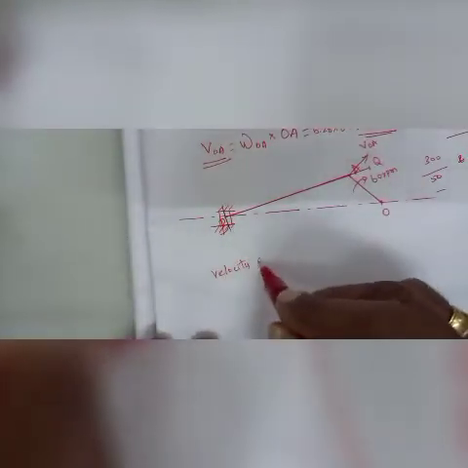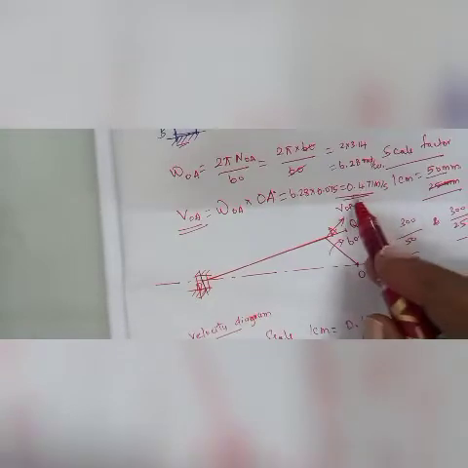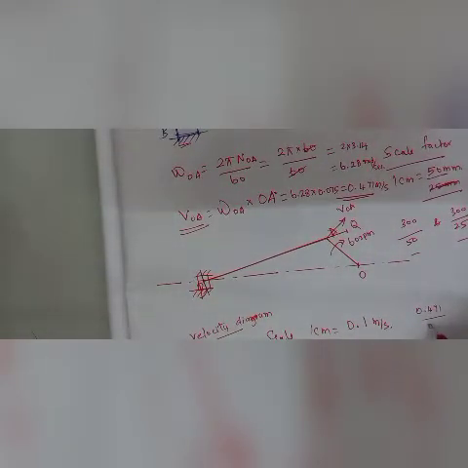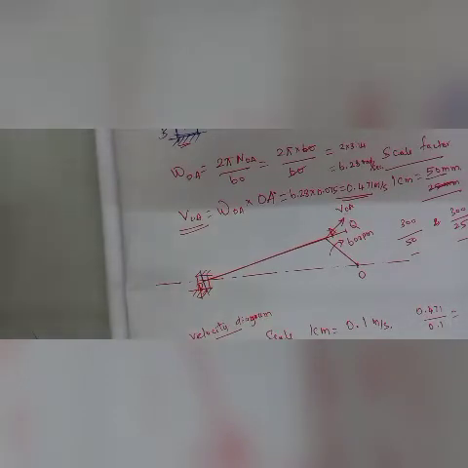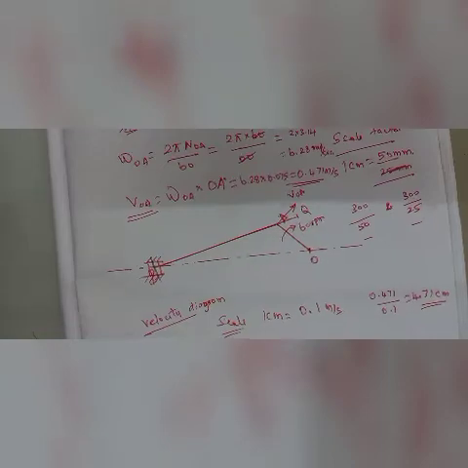So for drawing the velocity diagram, the scale value will be 1 centimeter is equal to 0.1 meter per second. Then here we have 0.471. For that we have to divide that value by 0.1. So 0.471 divided by 0.1 will be 4.71 centimeter. Right, this is how we have to divide the scale factor.